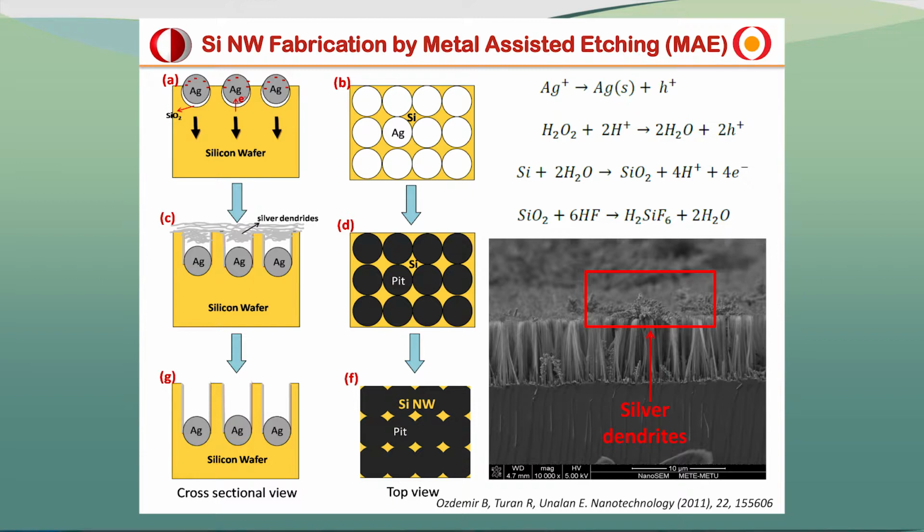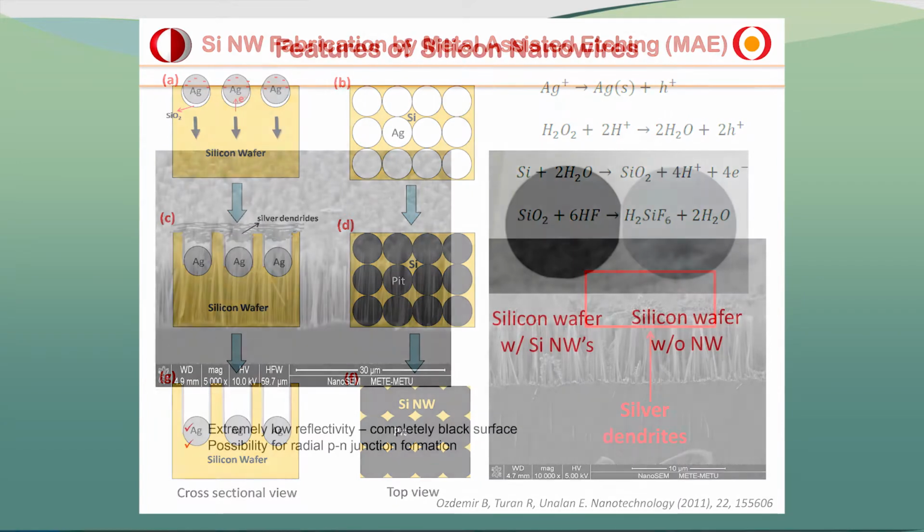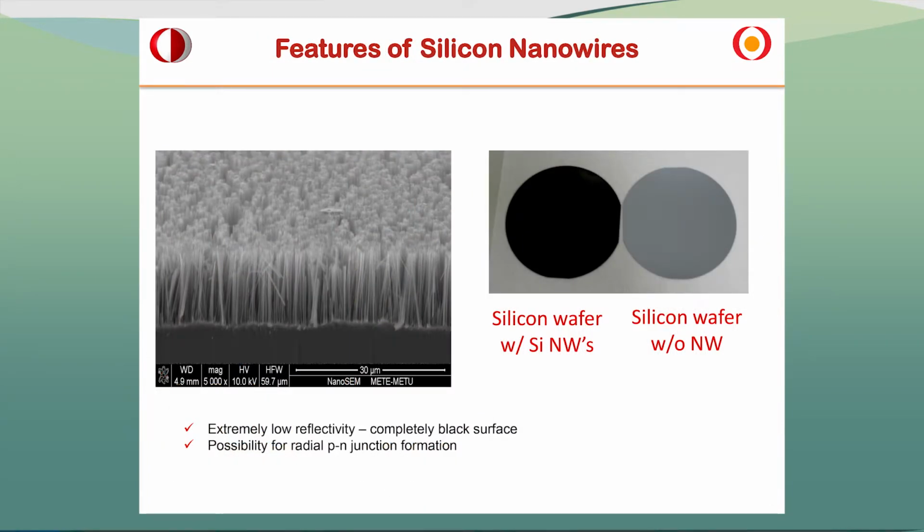So using this technique, these nanoparticles go down into the wafer, creating nanowires on the surface. Applying this, you can reach structures like this one. And the optical properties of the surface become very impressive, as you see. This wafer is the wafer with silicon nanowires. This one is without. So you see the complete black appearance of the wafer, so that you have reached extremely low reflectivity from the surface.